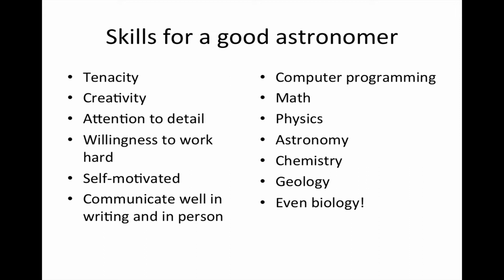So these are the skills for a good astronomer. You have to be tenacious. You can't let go. Once you get your teeth into a project, you can't let it go until you've solved it. You have to be creative, as we talked about. You have to have a lot of attention to detail. Astronomers basically fall all over the map in terms of personality metrics, but I suspect that we're all sort of OCD. We're all somewhere on that spectrum because you have to be really careful about details.